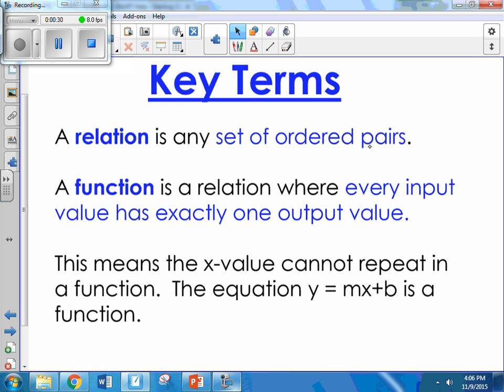A function is a relation where every input value, make yourself a note, this means your x value, has exactly one output value, which means your y value. Basically that means that whatever I put in for x, I can only get the exact same number out for y. So we'll talk about that with some examples.